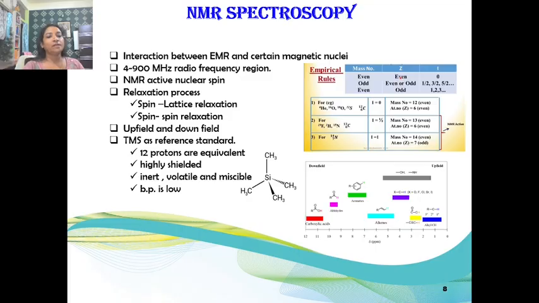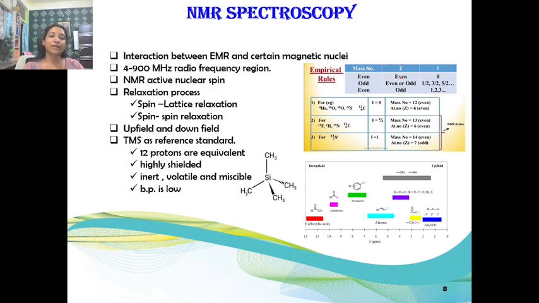Now there are two fields in NMR spectra: one is the upfield zone and another is the downfield zone. The field is calculated in ppm unit, that is parts per million. The region from 5 to 0 is known as the upfield region, whereas from 5 to 12 or 15 is known as the downfield region.